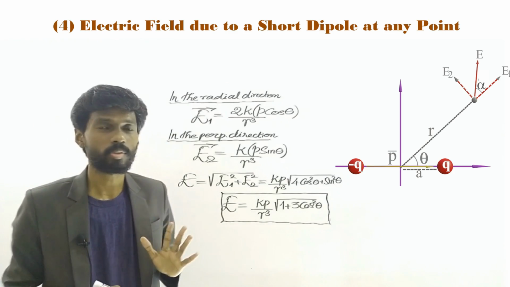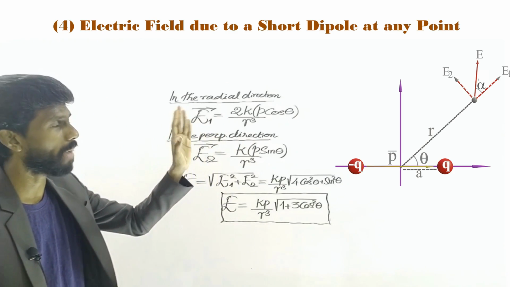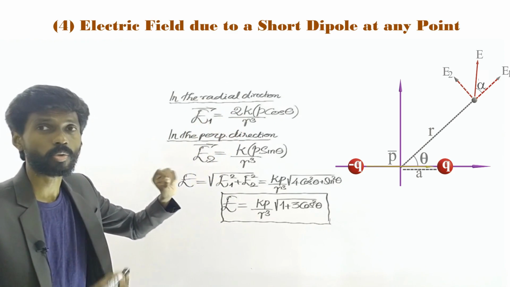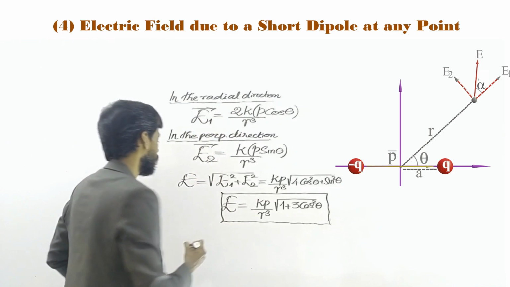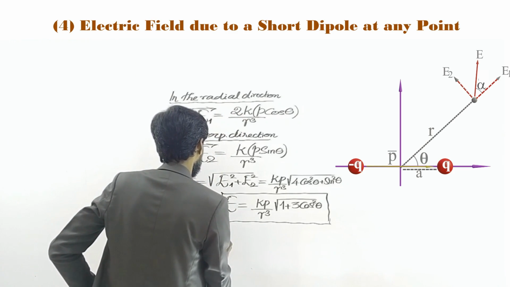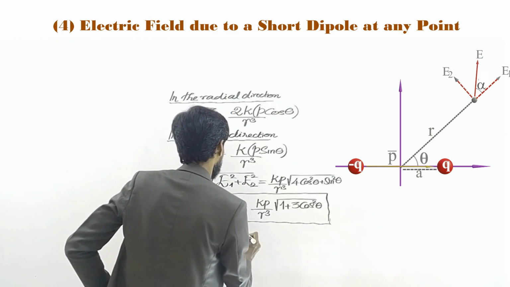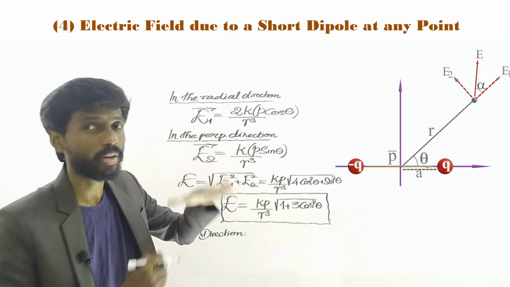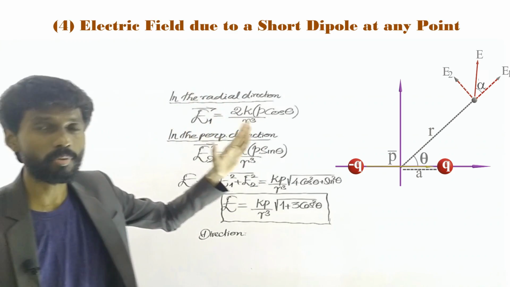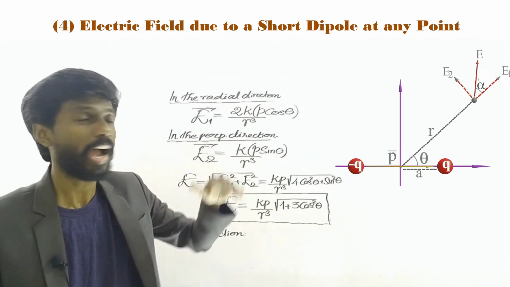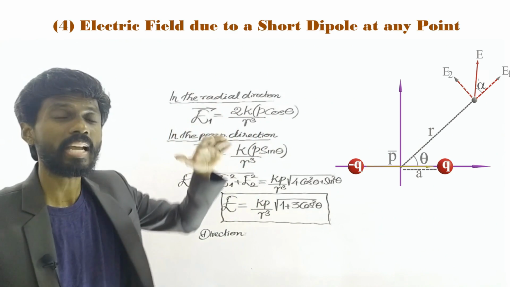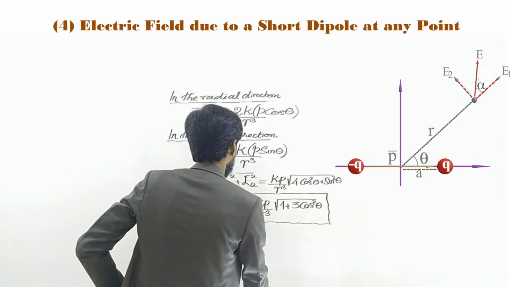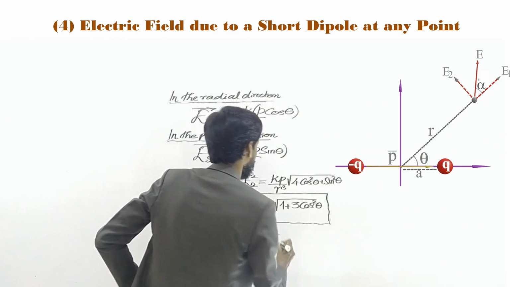Now what is the direction? We need the direction also. The E vector makes some angle with the radial vector, say alpha. We have to find that angle alpha. The E1 vector already makes angle theta with the horizontal, and with that E1 the resultant makes angle alpha, which means theta plus alpha is our required angle. So the direction is simply theta plus that angle alpha.